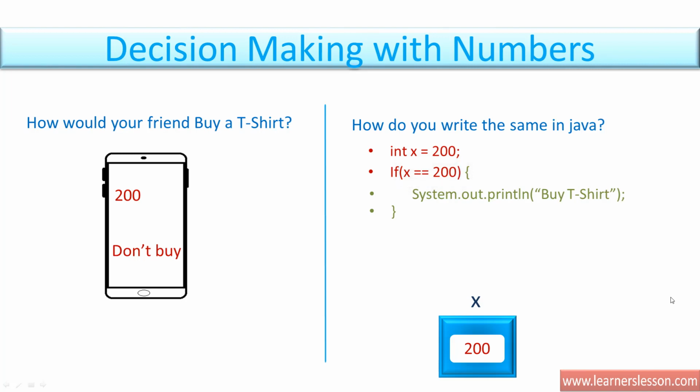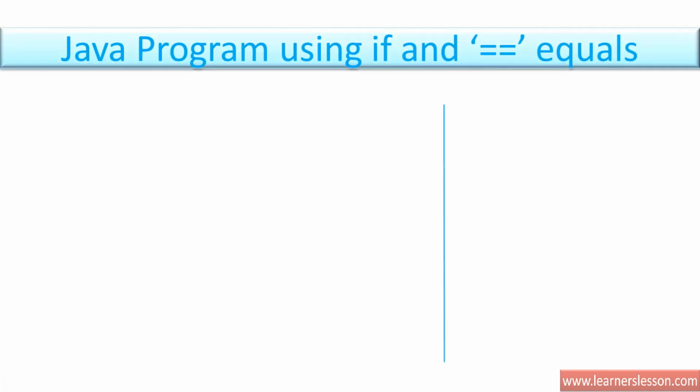So here, in the if statement, we are trying to compare x with 200. So what is there inside x now? There is 200 inside x, and on the right hand side also we can find 200. So "buy t-shirt" would be printed on the screen. And also, for the safer side, let us write the else statement. Now let us implement this in Java.